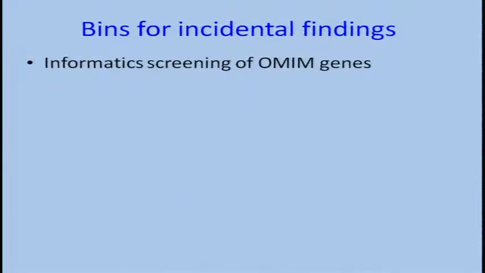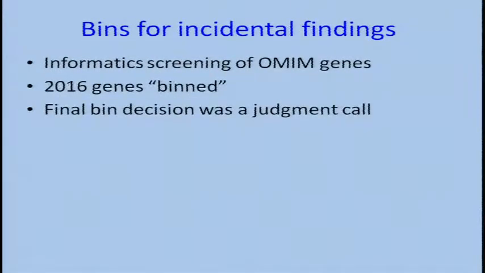So essentially what we did since the time of the commentary was to take OMIM and use some computer scripting to take all the genes from OMIM that are strongly associated with a Mendelian disease and what the inheritance pattern is for those genes, and then tried to categorize or bin them into those categories. So it ended up being 2016 genes. And really, the final bin decision is a bit of a judgment call. There are some genes where I think lots of people could get consensus, this gene ought to be in bin 1, this gene ought to be in bin 2C. Most genes probably are in bin 2B.